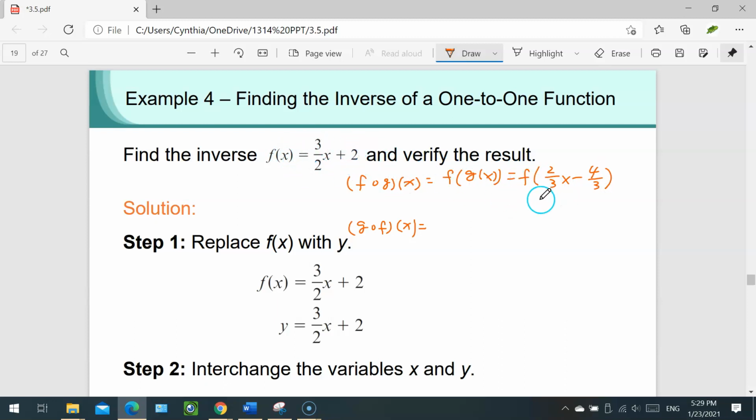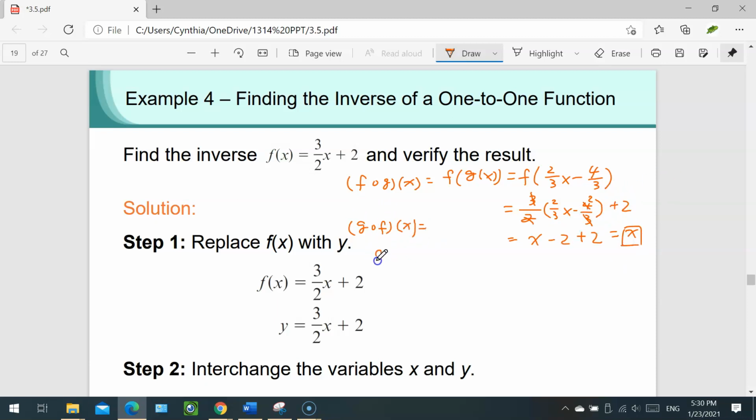So we use the f function, 3 over 2x plus 2. So 3 over 2x, I leave it blank, plus 2. Now this blank, we substitute the 2/3 x minus 4/3 here. Now we distribute. 3 over 2 multiplied by 2/3 cancels out, turning into the x. 3 over 2 multiplied with negative 4 over 3, the 3 and 3 cross out, 2 and 4 cross out, so you have the minus 2. And then plus 2 by the end. So it gives us a single x. Good, this is what we want.